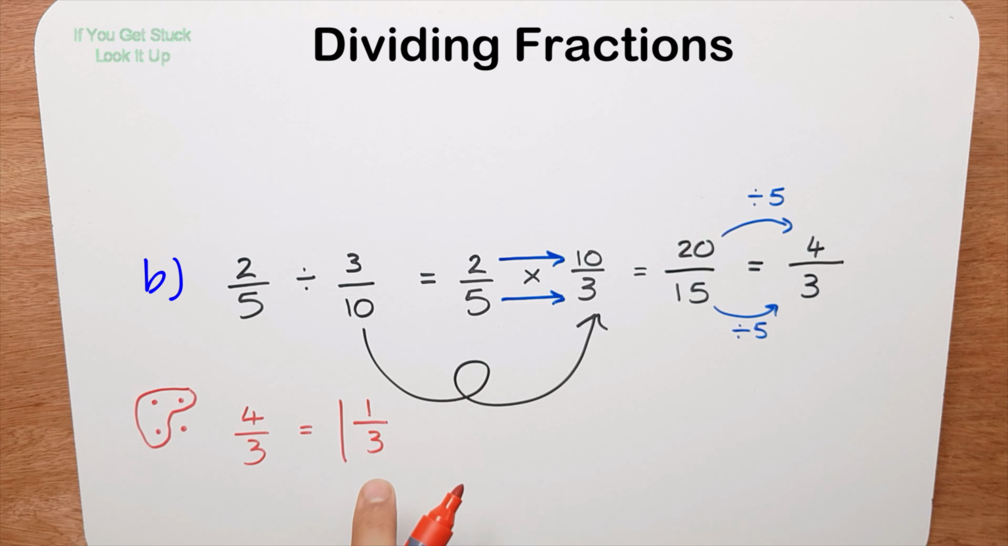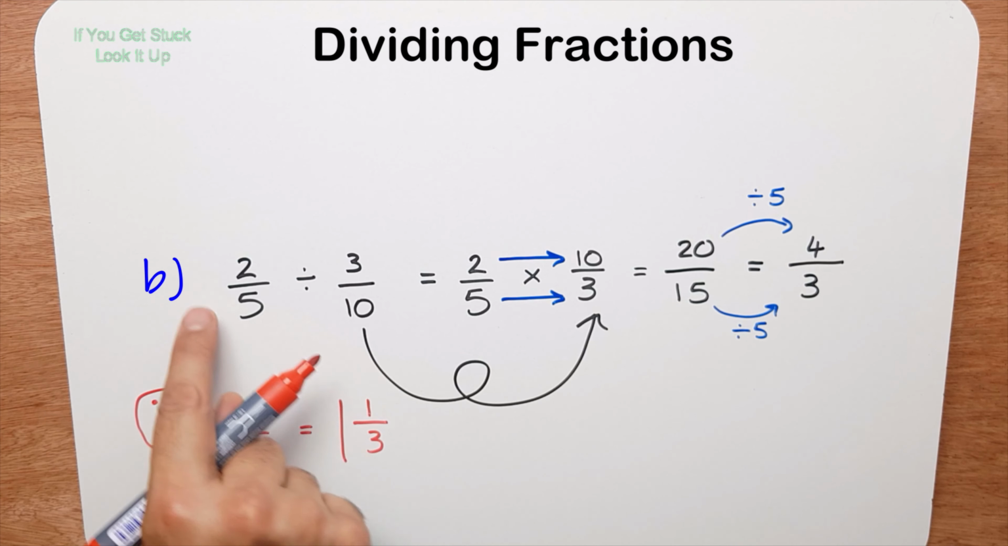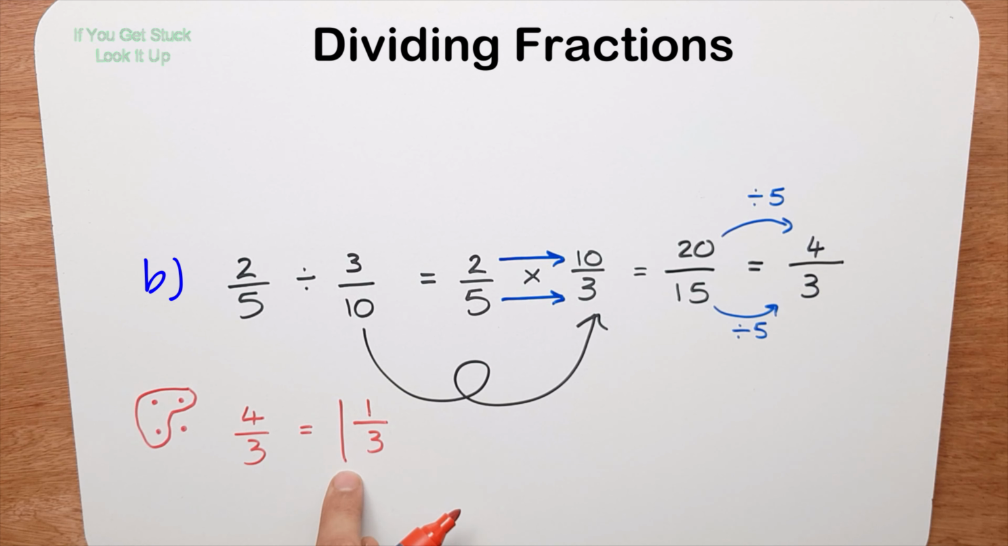And we've done this in a previous video. We've turned an improper fraction into a mixed number. So I can say 2/5 divided by 3/10 is equal to 1 1/3.